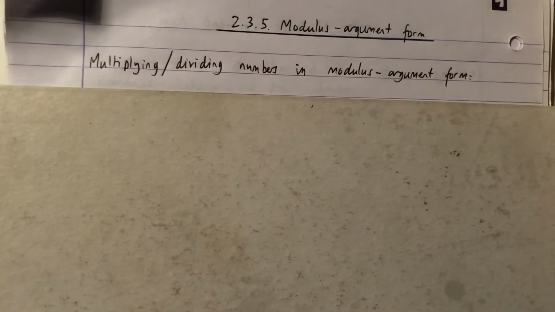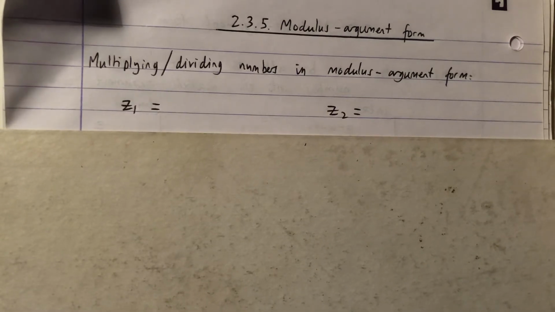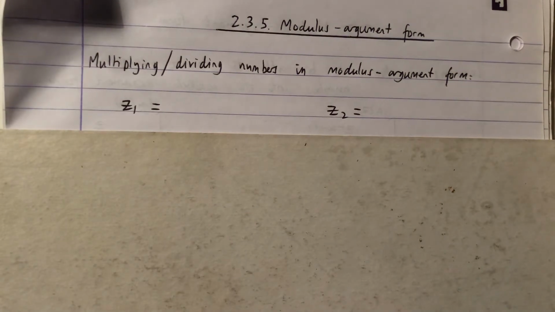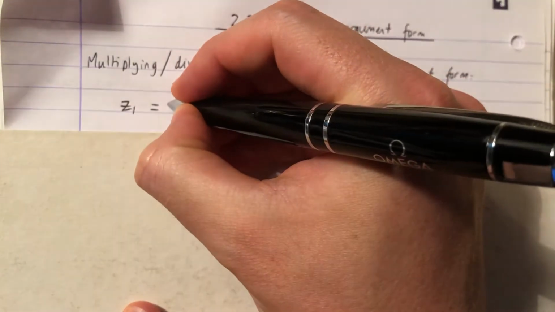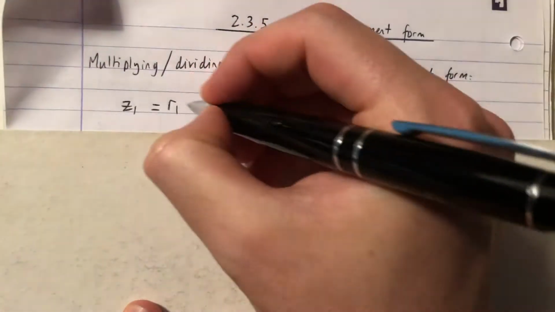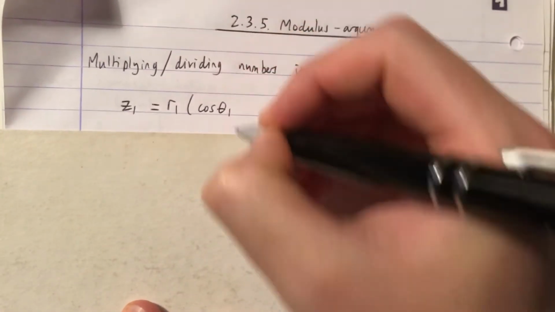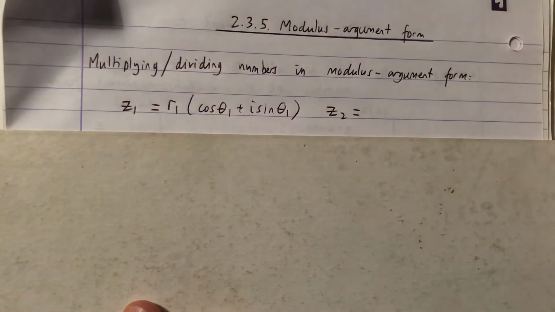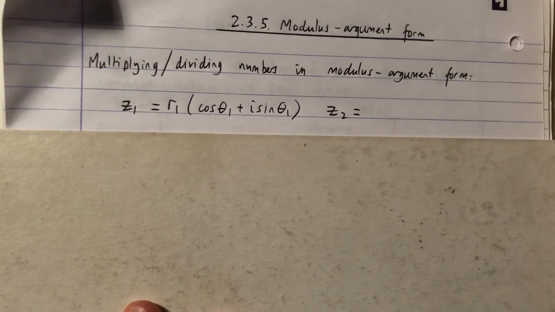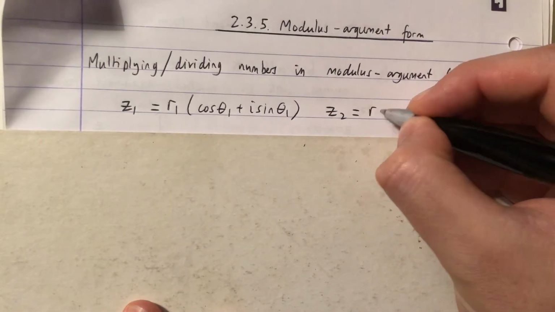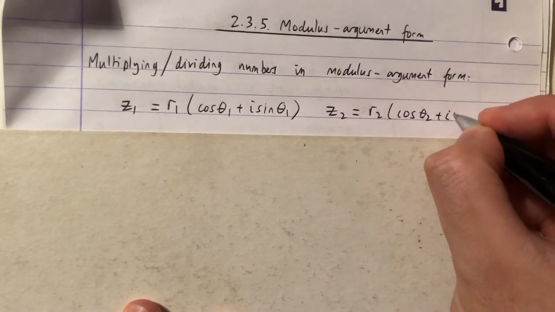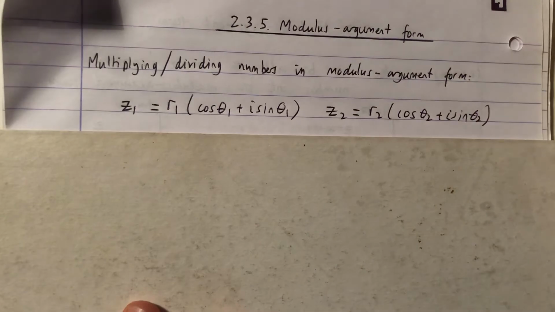So let's consider two complex numbers, z1, z2. If we wrote them in modulus argument form, they'd be something like this. So you'd get z1 = r1 (cos theta 1 + i sin theta 1), where the r1 represents the modulus and theta 1 represents the argument. And z2 can be r2 (cos theta 2 + i sin theta 2).